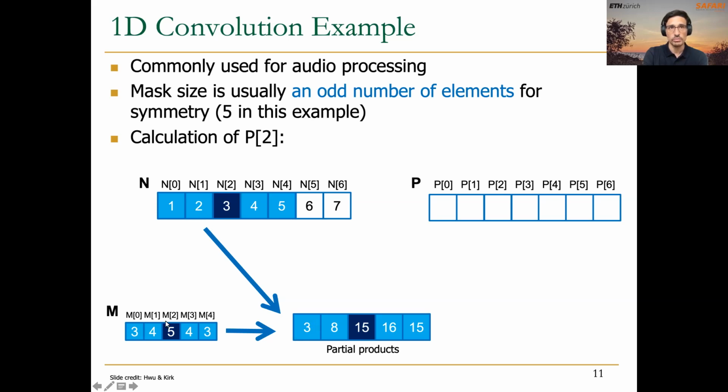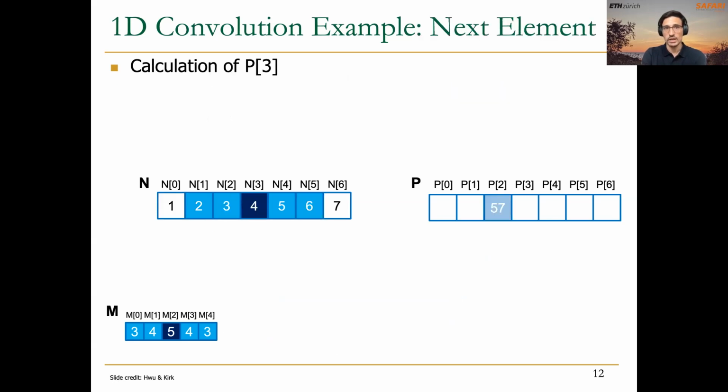This N1 is multiplied by M1 and the result is 8, and so on and so forth. After that, what we do is reduce these partial products, or sum them all, and the result is the value P2. Now we can go to the next element, in this case P3, the next element of the output. So we would do exactly the same.